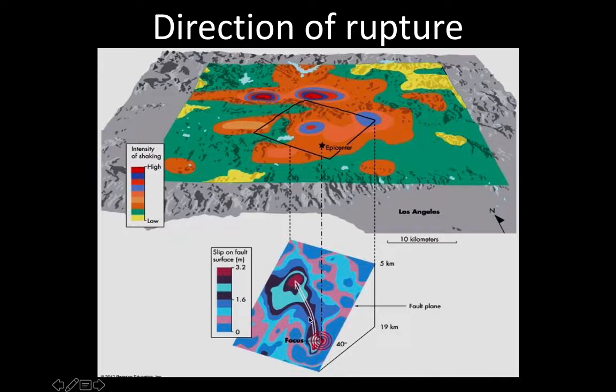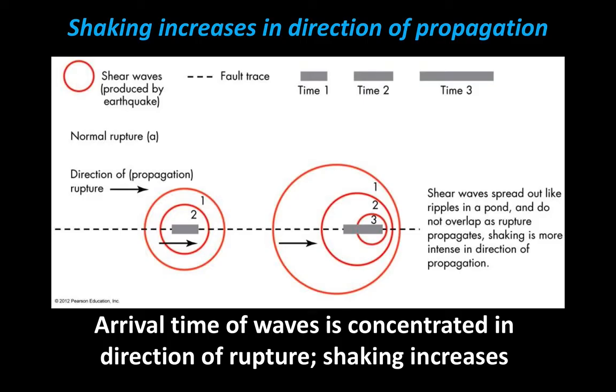Okay, so depending on the directionality of that rupture, you're going to have greater damage potentially. So why does that make sense? Well, if you imagine that the rupture just continued happening in one spot, so you had an earthquake here, another earthquake here, another earthquake here, or just a single earthquake, the waves are going to propagate out from there.